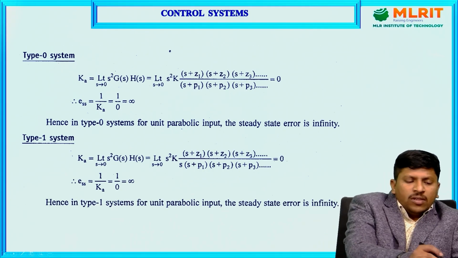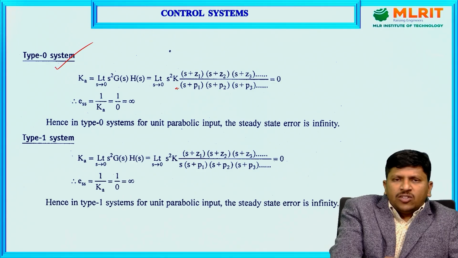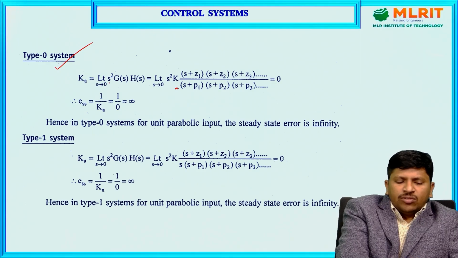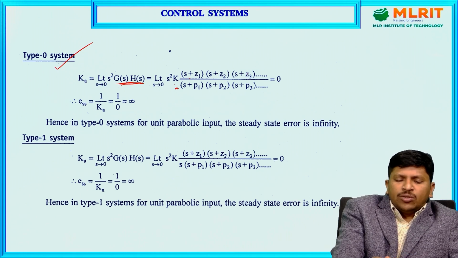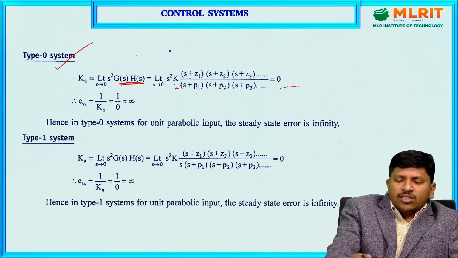Next, a type 0 system means there is no pole present at the origin. We know already, limit s tends to 0, s square into G of s into H of s, where G of s into H of s is K into (s plus z1)(s plus z2)(s plus z3) divided by (s plus p1)(s plus p2)(s plus p3). So substitute s equals 0. Here 0 into something is 0. You will get 0.